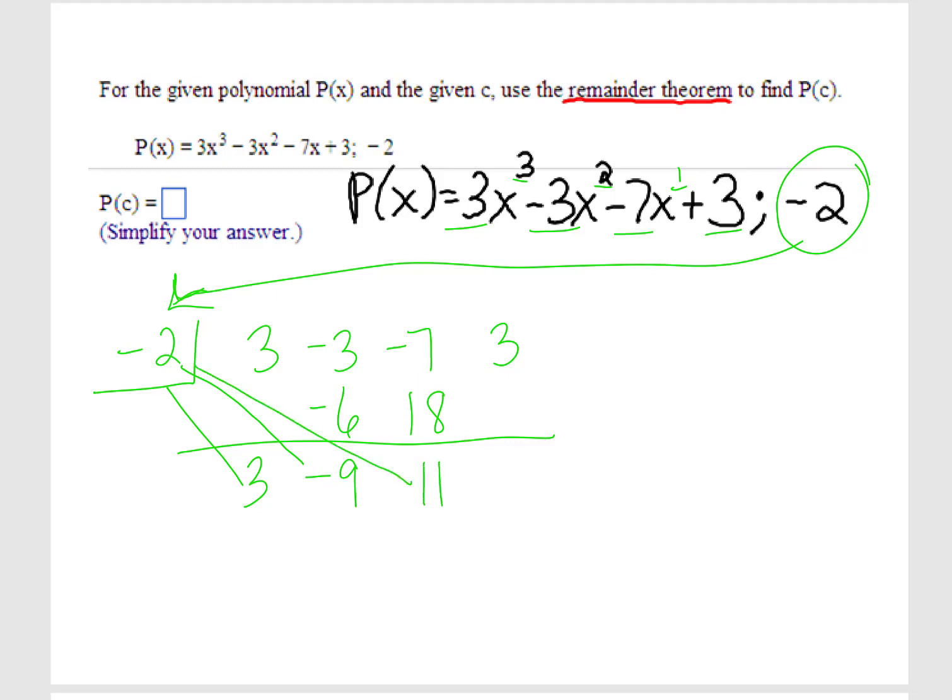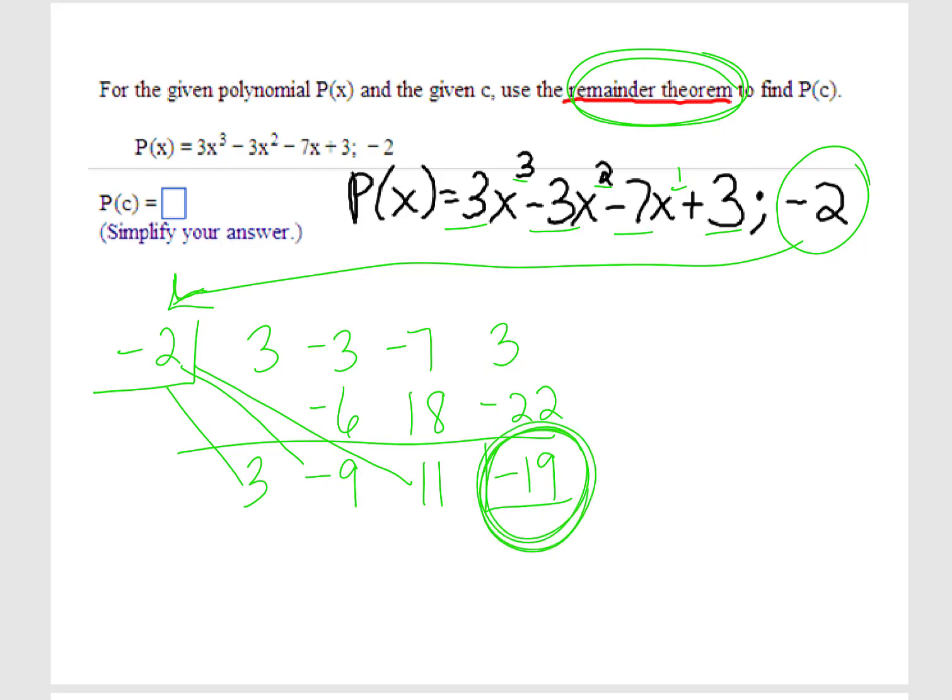And then -2 times 11 is -22. And add it together, that gives me a -19. Because they mentioned the remainder theorem, I know that is the only thing I'm worried about, my remainder. So -19 would be my answer. So let's go ahead and check that with the calculator.